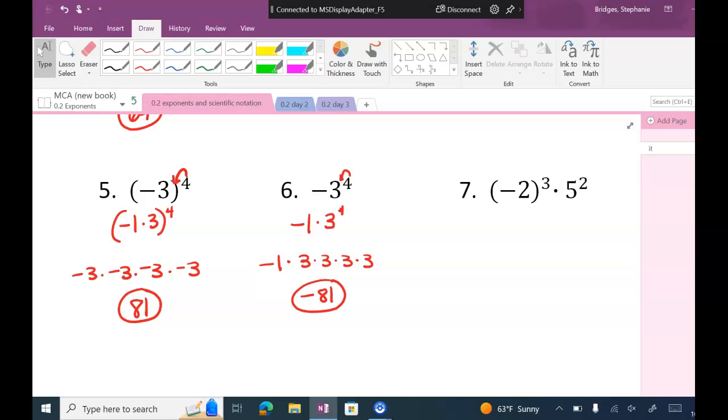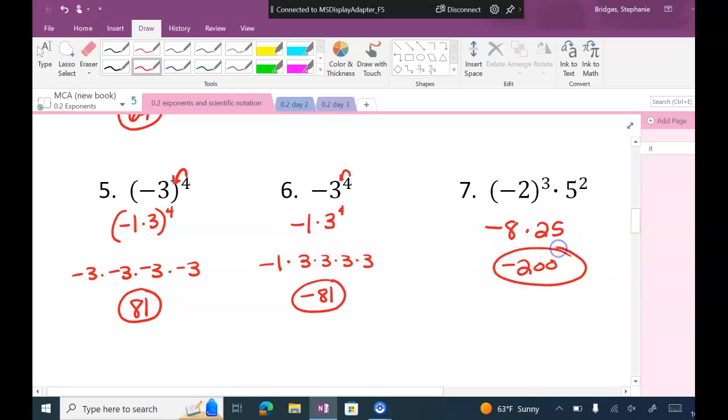What is negative 2 to the third power? Negative 2 times negative 2 times negative 2. Negative 8. Okay. And what is 5 squared? 25. And then we multiply those and we get negative 200. Is everybody kind of okay with the numerical simplifying?